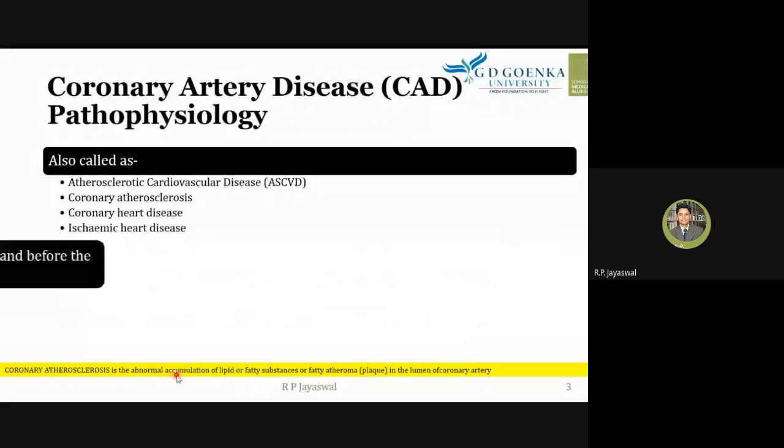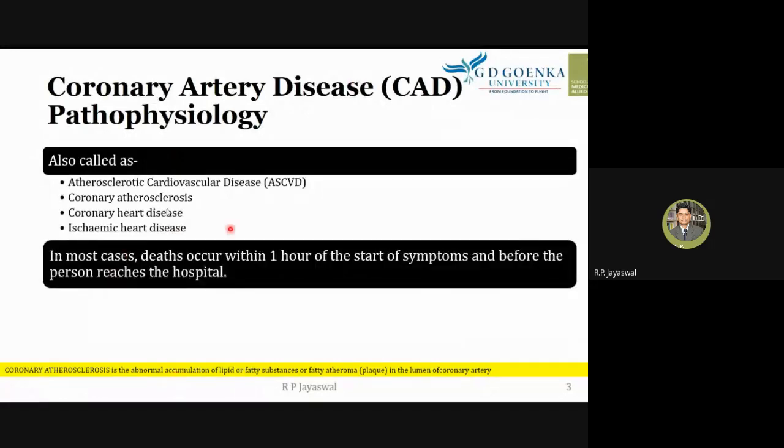In most cases, the death occurs within 1 hour of the start of the symptoms and before the person reaches the hospital. So what happens?